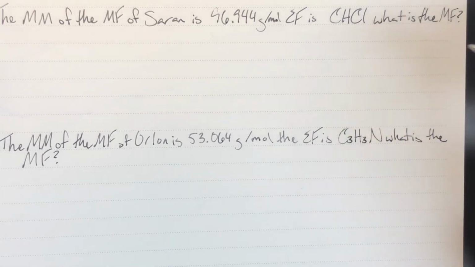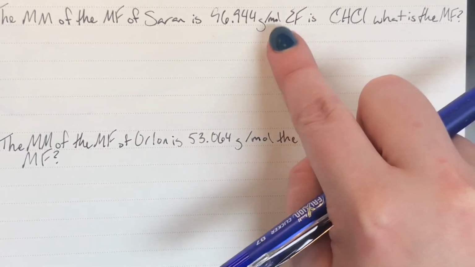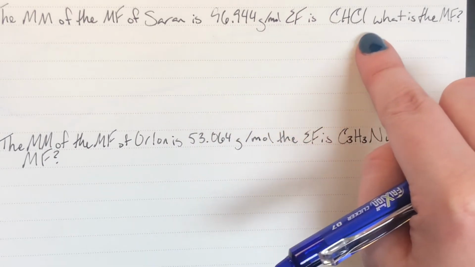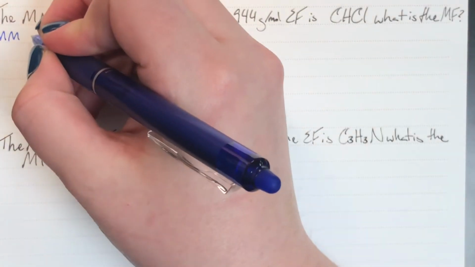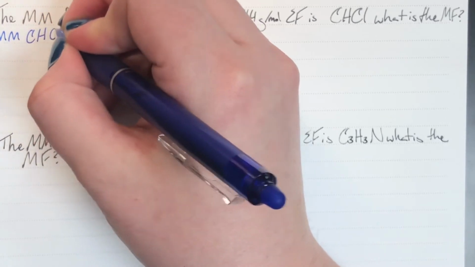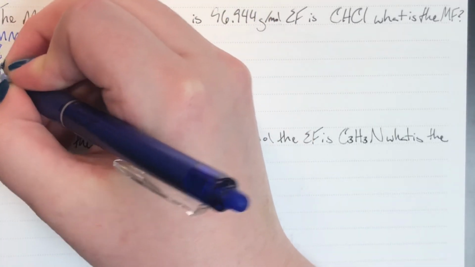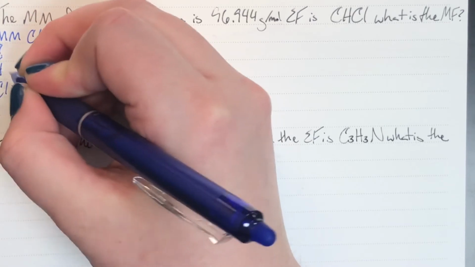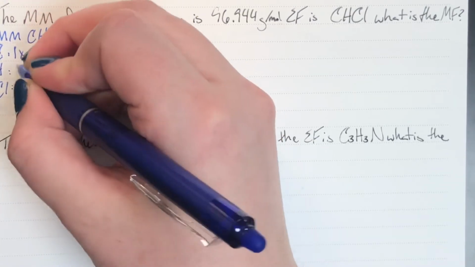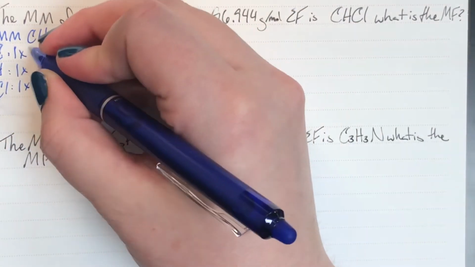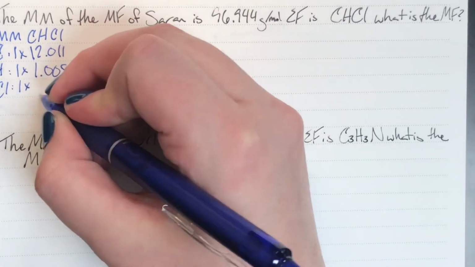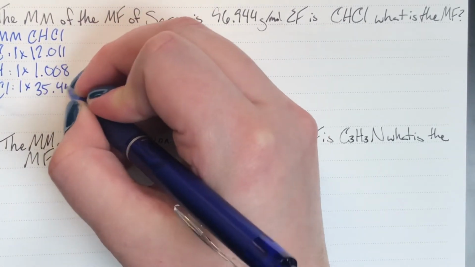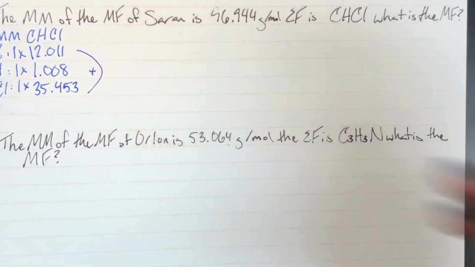My next problem states the molar mass of the molecular formula for sarin is 96.944 grams per mole, and the empirical formula is CHCl. What is the molecular formula? So I need to find the molar mass for the empirical, for CHCl. I have one of each. Carbon's mass is 12.011, hydrogen is 1.008, chlorine is 35.453. I'm going to add those up.